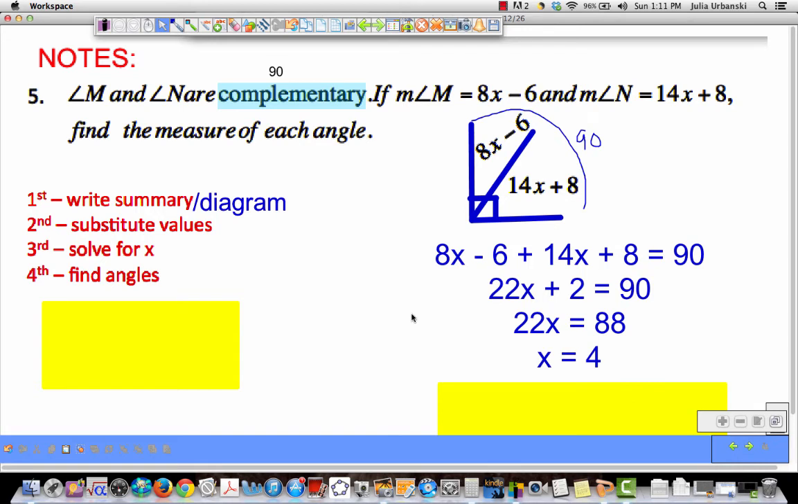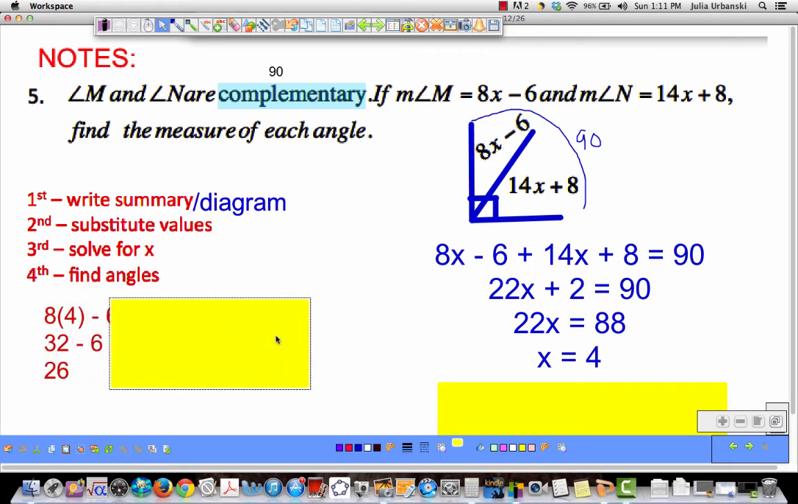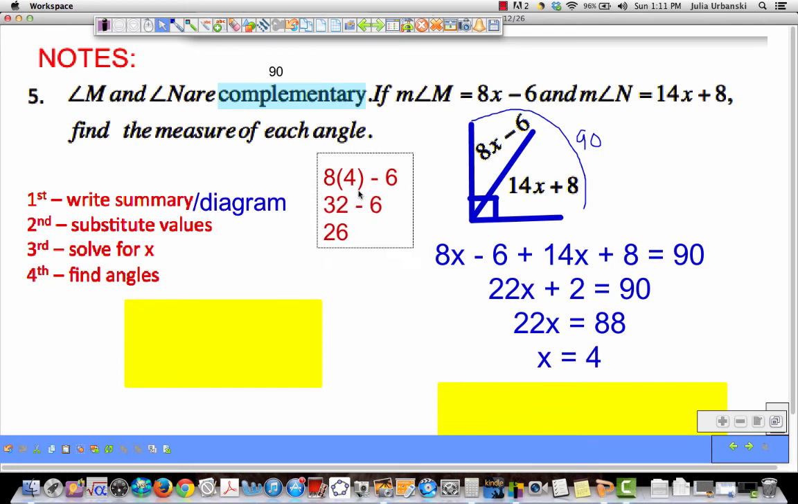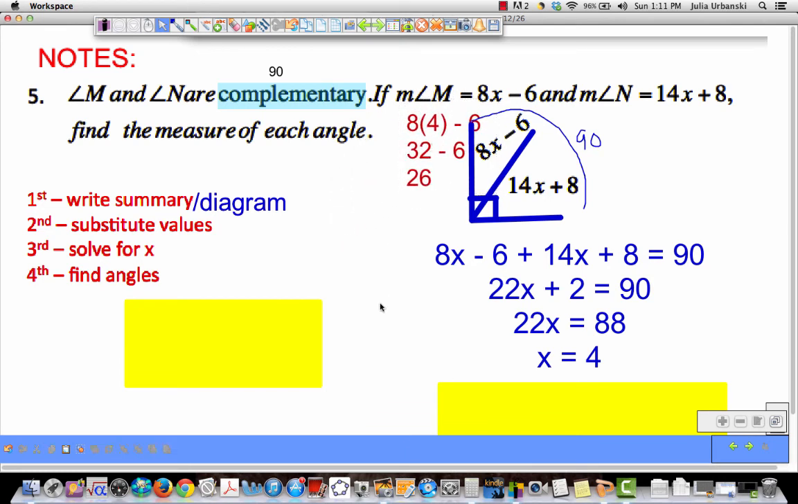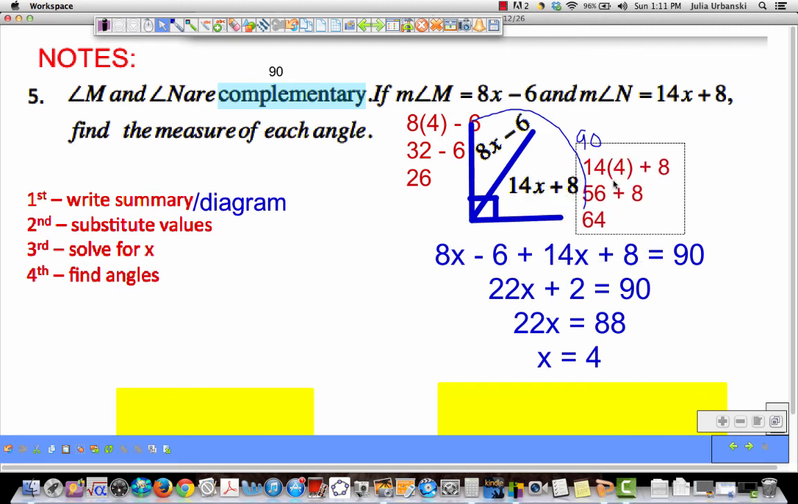To find the final part of your answer, you plug it in. This one asks you to find each angle, so you plug it in twice. Take your 4 and plug it in right here: 8 times 4 minus 6. You should get an answer of 26 degrees for this one. Then take your x equals 4 and plug it in right here. For the other angle, you should get 14 times 4 plus 8, a total of 64 degrees.